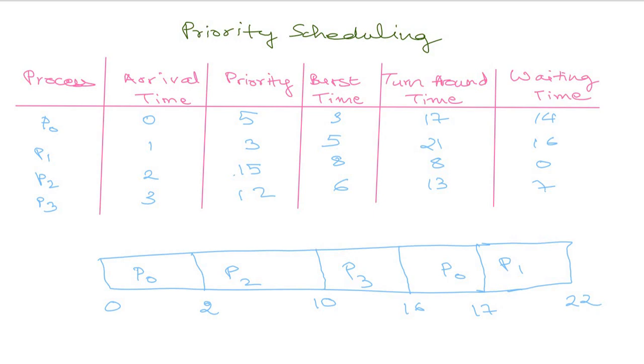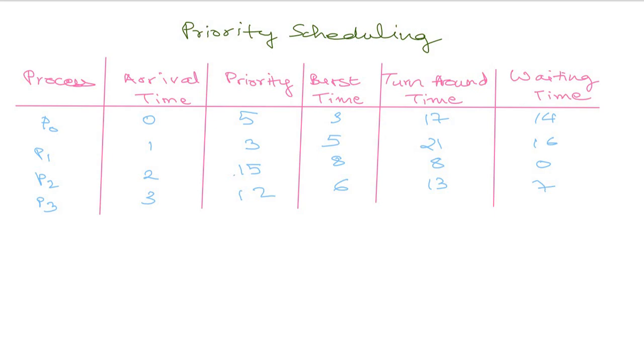For P0 we can see that it came at 0 and got allocated at 0 as well, so the response time for P0 would be 0. Then for P1 it came at 1 but got the CPU allocated at 17, so its response time would be 16. Now P2 came at 2 and got allocated to the CPU at 2 as well, so its response time would be 0. Then P3 arrives at 3 but gets allocated at 10, so the response time would be 7. Now this is preemptive priority scheduling.